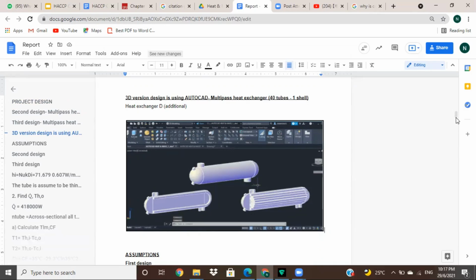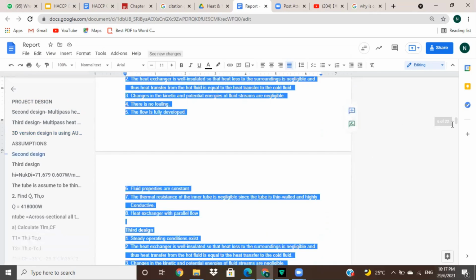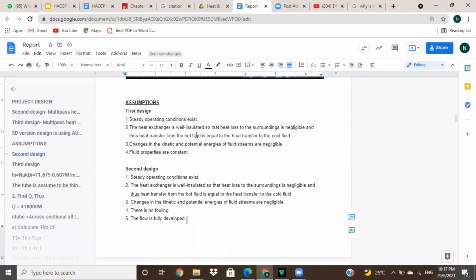Lastly, we made assumptions before we continue to the calculation part. First, steady operating conditions. Second, the heat exchanger is well insulated so that heat loss to the surroundings is negligible, and thus heat transfer from the hot fluid is equal to the heat transfer to the cold fluid. Third, changes in the kinetic and potential energies of fluid streams are negligible. Number four, fluid properties are constant.